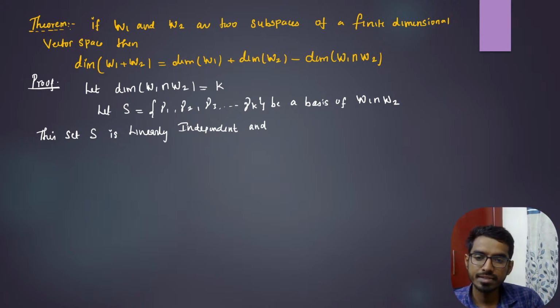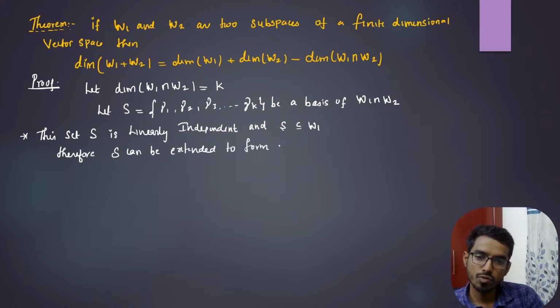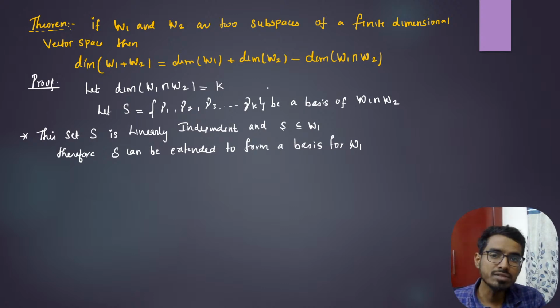Since this set S is linearly independent and S is contained in W1, therefore S can be extended to form a basis for W1, right? Okay, these vectors will be in W1, but these independent vectors need not be a basis. Even though it is not a basis, since it is linearly independent, it can be extended to form a basis. We can add some vectors, right? So this S can be extended to form a basis for W1.